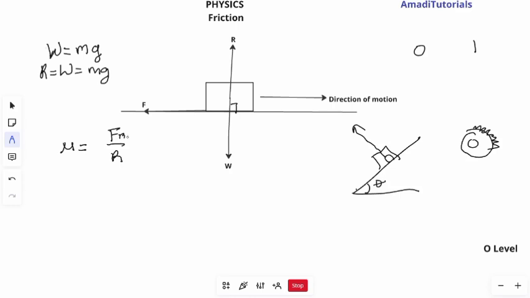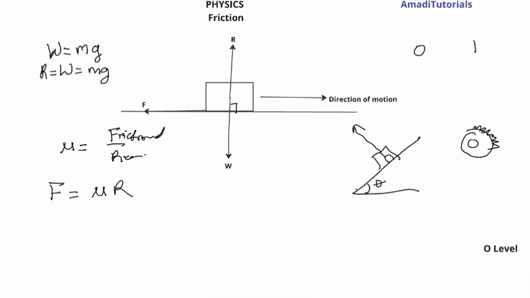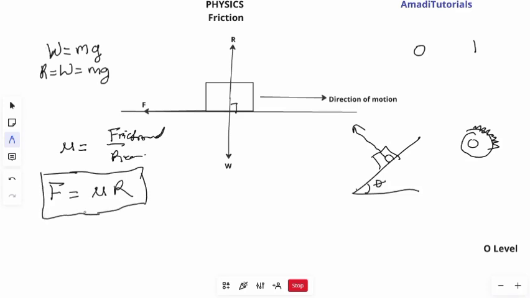Frictional force divided by normal reaction. So that frictional force, if you make it the subject of the formula, it will be what? Coefficient of friction times what? Normal reaction. So this is the first formula that is very important when it has to do with a horizontal plane. So frictional force equals to what? Coefficient of friction times normal reaction.